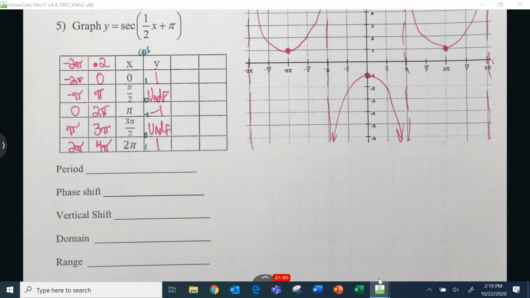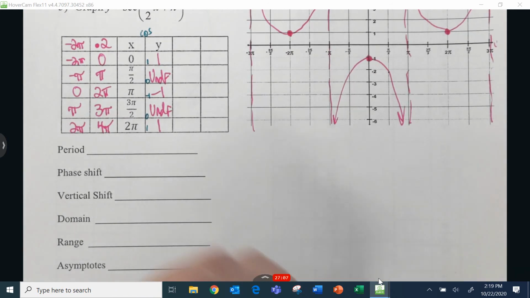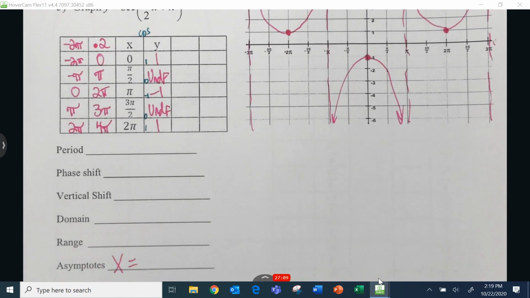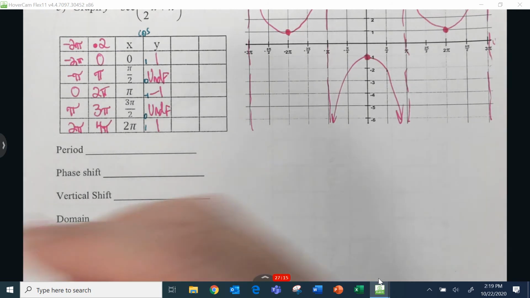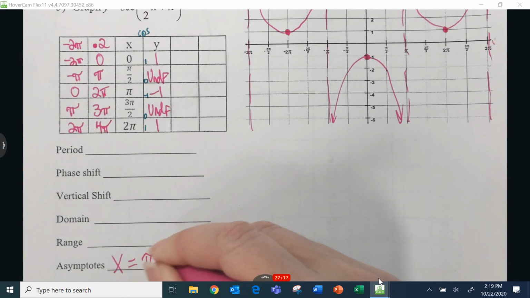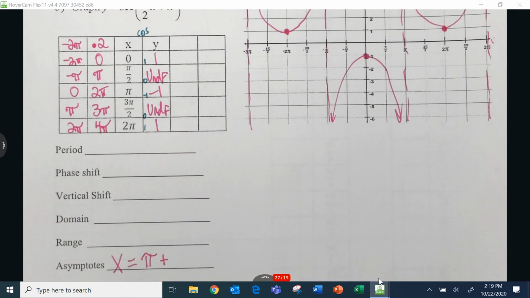So I'm going to do the asymptotes first. It's going to be x equals, we need to know the first non-negative asymptote, which is at pi. And then we're going to add on how far apart they are multiplied by k.